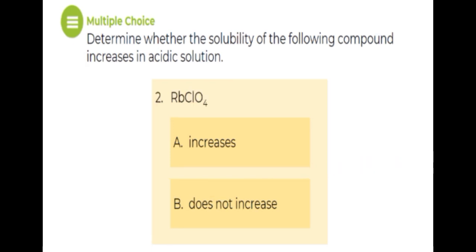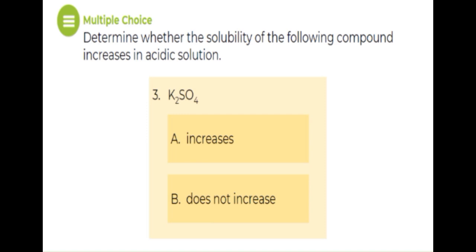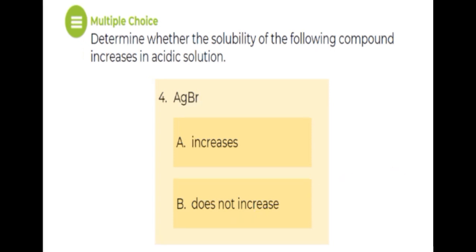Number 2. RbClO4. A, increases. B, does not increase. K2SO4. A, increases. B, does not increase. AgBr. A, increases. B, does not increase.